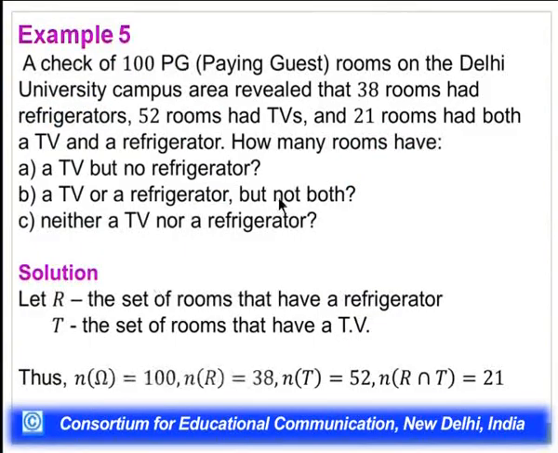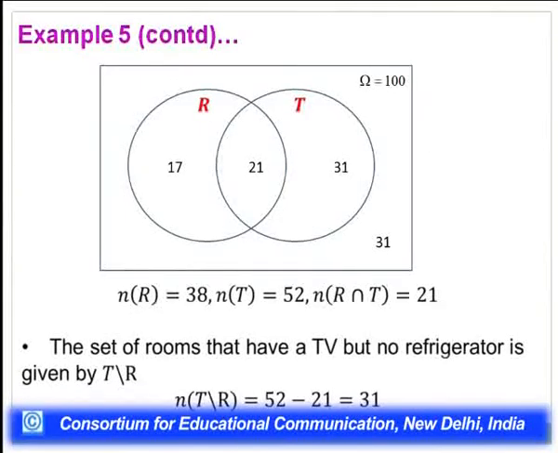So as per the question, the number of elements in R is 38, the number of elements in T is 52, and the intersection between R and T would have 21 elements. Let's put all this down in a Venn diagram because that will make our life much easier. So here our intersection is 21 elements.